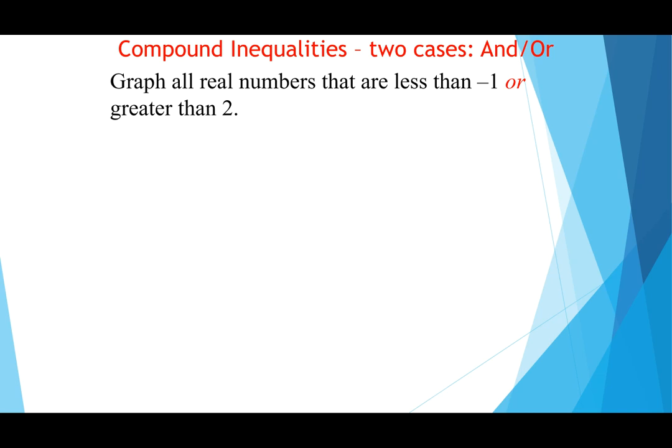Now let's talk about an or inequality, the other type of inequality. Graph all real numbers that are less than -1 or greater than 2. Now it's an or inequality because these x values are not going to meet in the middle. These x values are separate, and you'll see that on the graph. They do not overlap. They do not intersect.